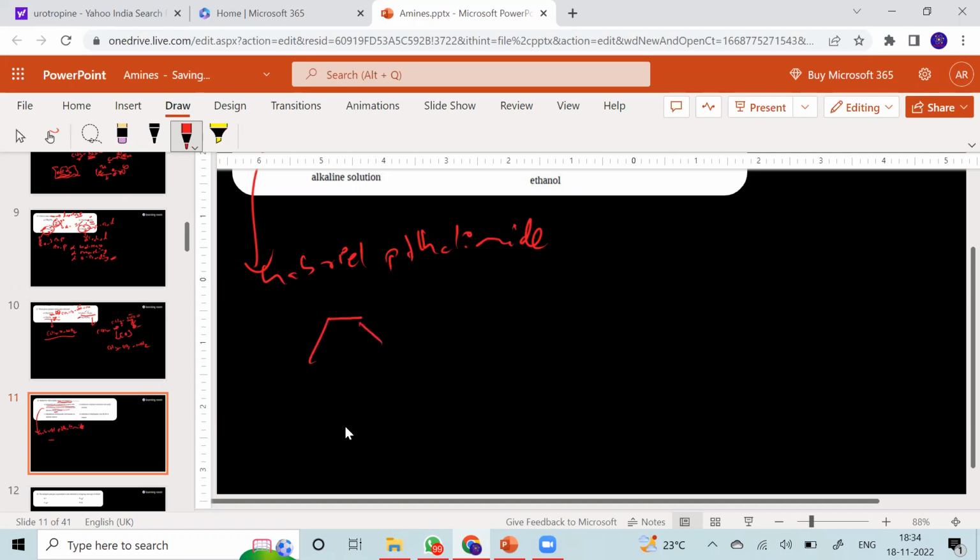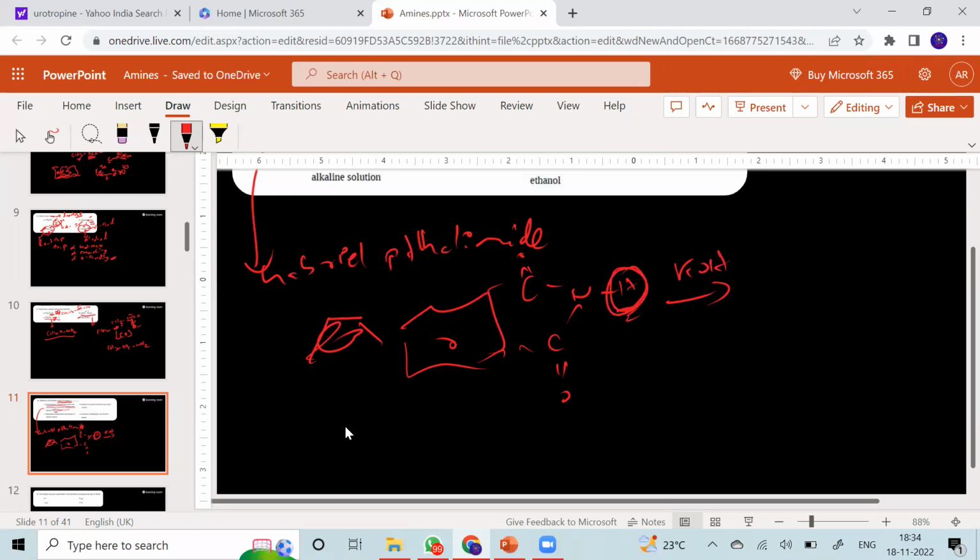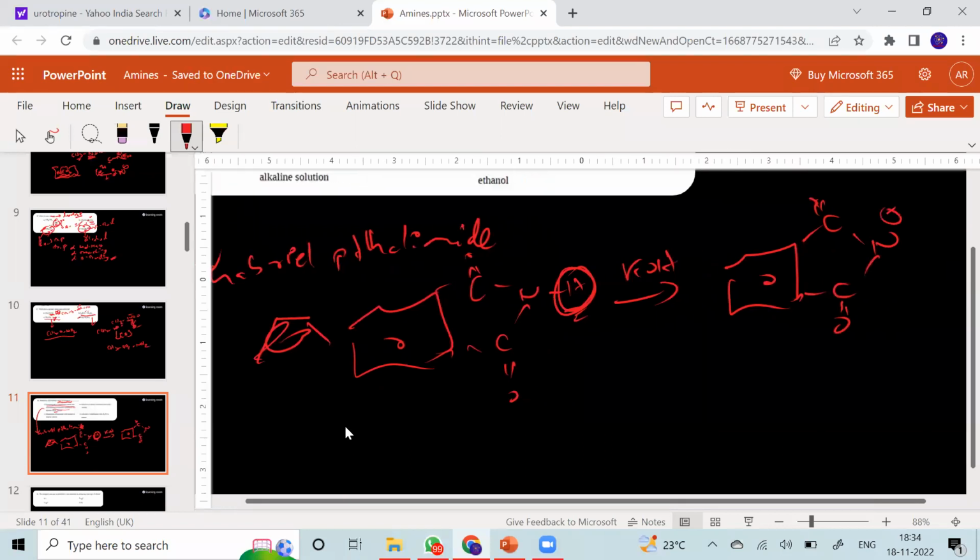So we have phthalimide. Phthalimide is C double bond O NH, and one more C double bond O will be there. Now, the first reagent you have to use is KOH. This KOH is going to take up this acidic hydrogen, which is acidic enough. So you will form C double bond O, N minus, K plus. Now, if you go for any alkyl halide RX, there's a negative charge on this nitrogen. It comes and attacks here, and this X minus leaves.